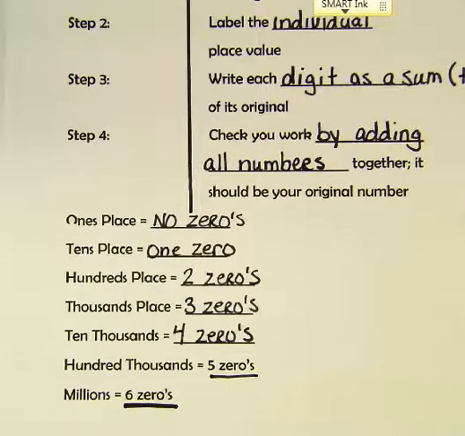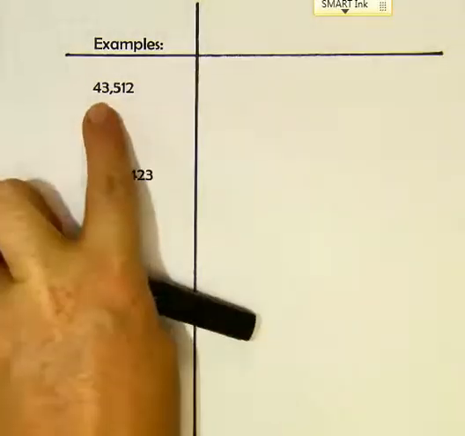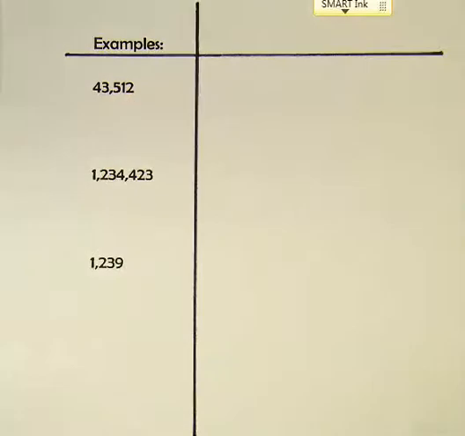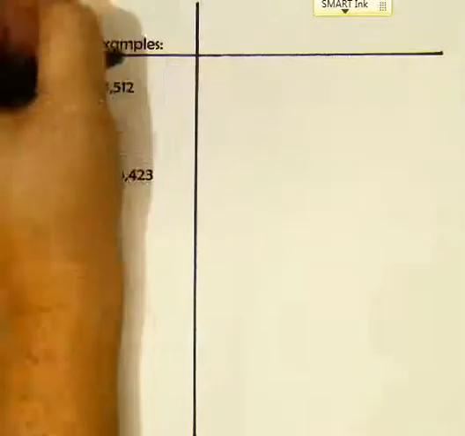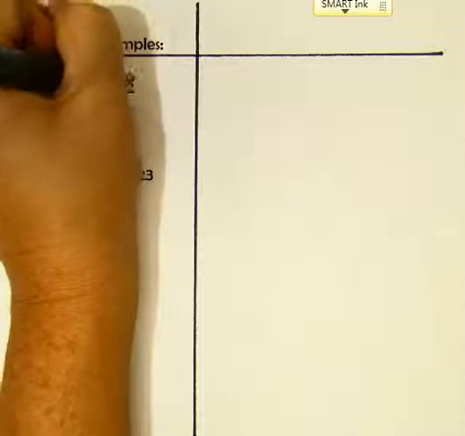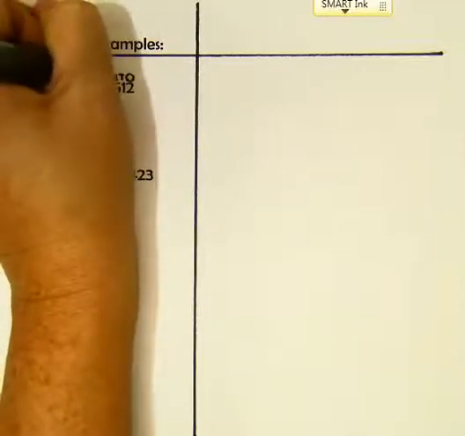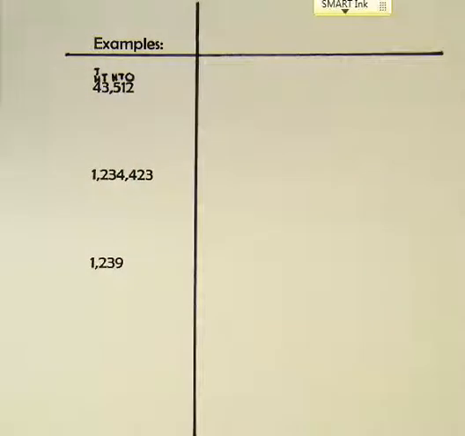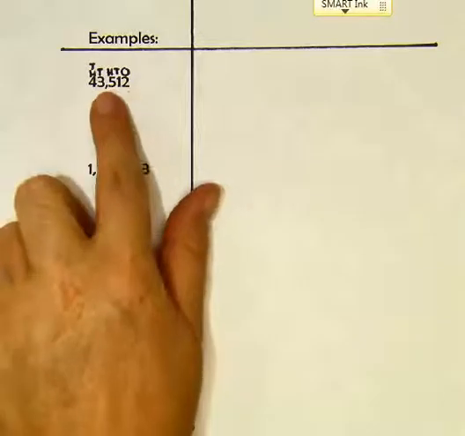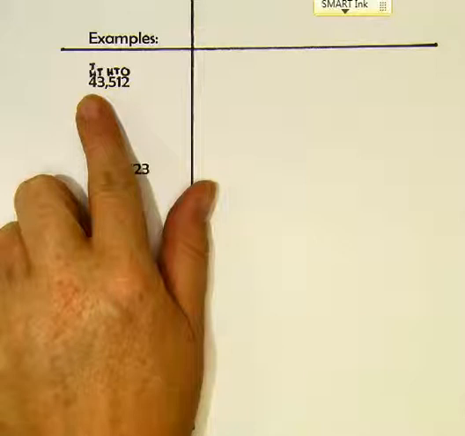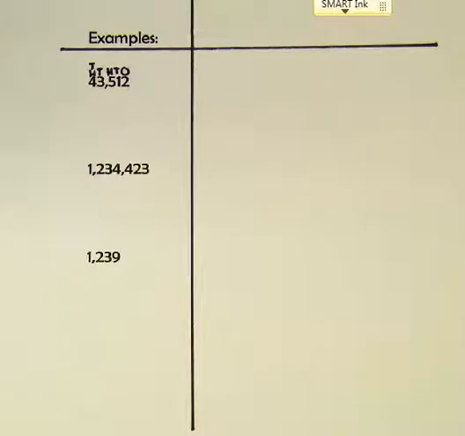Okay, so now we're going to look at our examples. This example is 43,512. If you go back to our place value chart that we colored in, you'll notice that this is the ones place, tens place, hundreds place, thousands place, 10,000s place. So that's our first step, to identify the individual place value. The 2 is in the ones, 1 is in the tens, 5 is in the hundreds, 3 is in the thousands, 4 is in the 10,000s. And that's from that place value chart I gave you on writing numbers in word form. So what we want to do is label the individual place value.